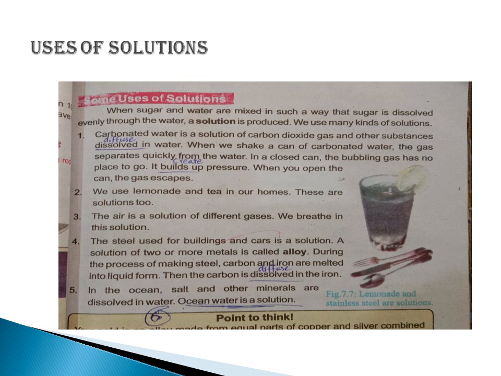During the process of making steel, carbon and iron are melted into liquid form. First of all, we melt carbon and iron into liquid form. Then we mix them and make a solution. The carbon is dissolved or diffused in the iron, so we can make a solution or alloy. Similarly, in the ocean, salt and other minerals are dissolved in water, so we can say that ocean water is a solution.